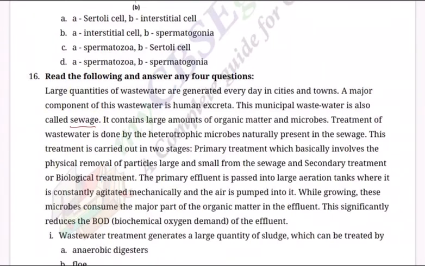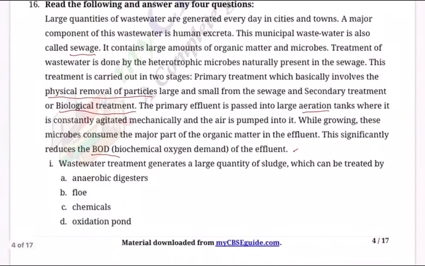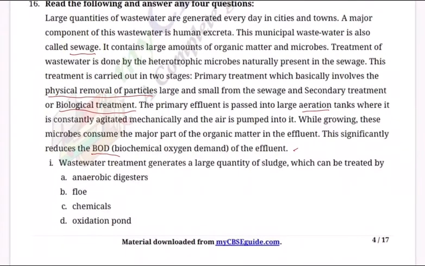This treatment is carried out in two stages. Primary treatment, which basically involves the physical removal of particles, large and small, from the sewage, and secondary treatment or biological treatment. The primary effluent is passed into large aeration tanks where it is constantly agitated mechanically and air is pumped into it. While growing, these microbes consume the major part of the organic matter in the effluent. This significantly reduces biochemical oxygen demand or biological oxygen demand of the effluent. So, lesser the BOD, lesser the pollution.